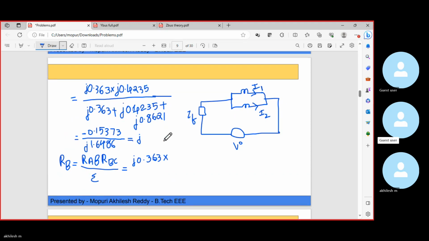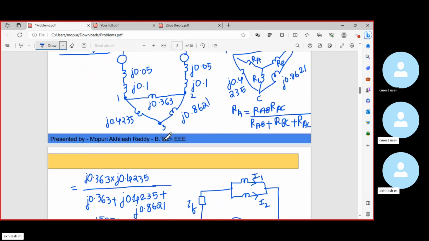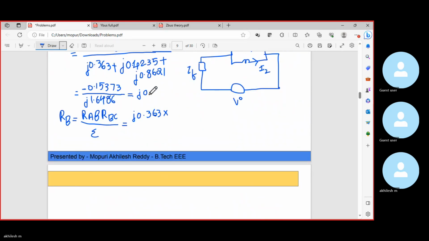0.09325. Okay. Now find this J 0.363 into J 0.8621. Okay. Divided by the summation is J 1.6486.